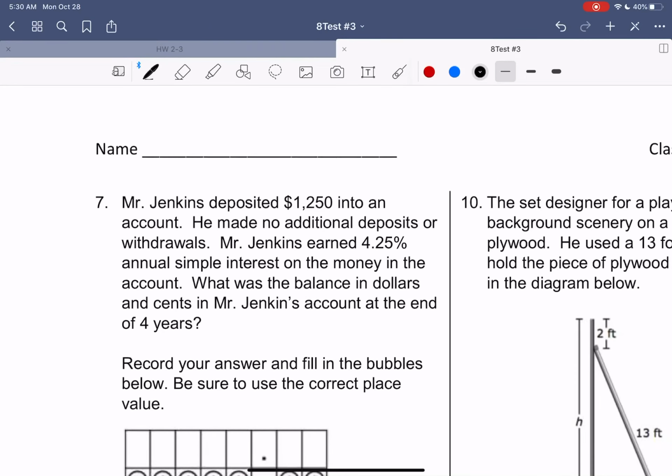Okay. So Mr. Jenkins deposited $1,250 into an account. He made no additional deposits or withdrawals. Mr. Jenkins earned 4.25% annual simple interest on the money in the account. What is the balance in dollars and cents in Mr. Jenkins' account at the end of 4 years? So I'm going to draw my chart again. So we have simple, compound, interest, total amount.